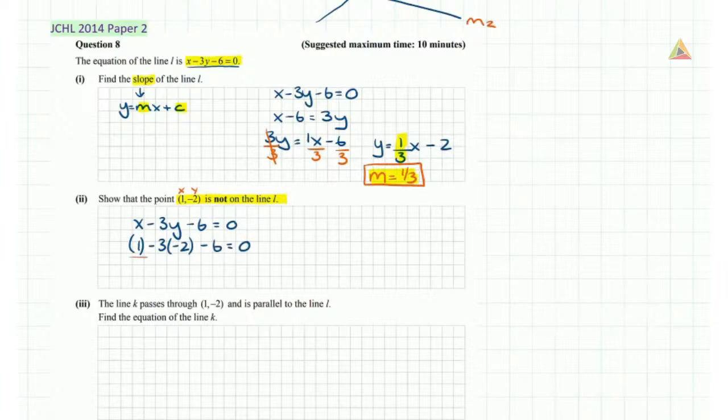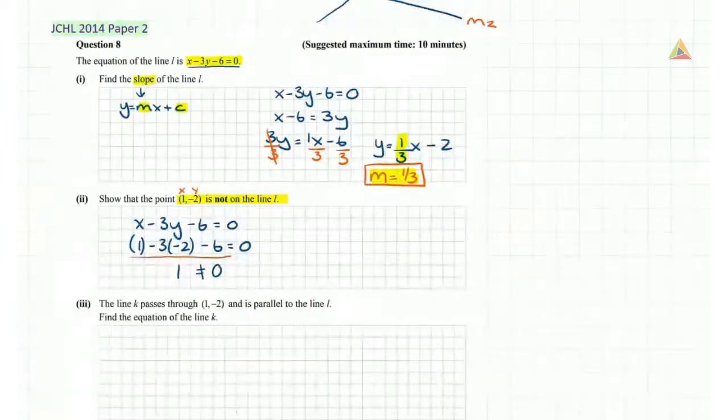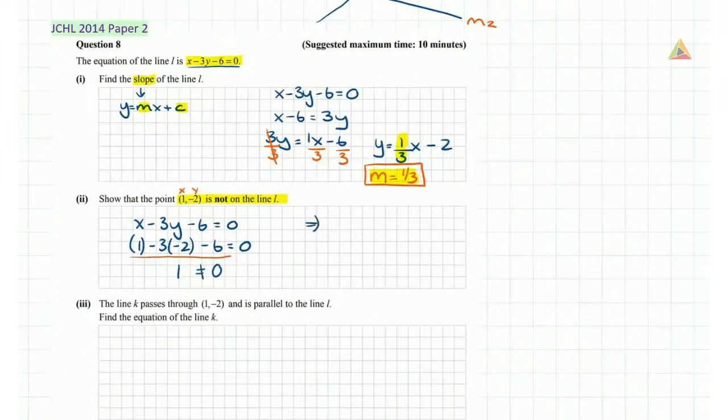Now, when you work out the left-hand side here, that can go straight into your calculator, you will end up getting 1, which we know is definitely not equal to 0. So since the left is not equal to the right, we need to conclude and say, therefore, 1, minus 2 is not, as we expected, on the line L. And again, remembering to conclude here, they've asked you to show that the point is not on the line, so we must write our conclusion. We must answer that question, okay? The reason it's not on the line is because when I subbed it in, it didn't satisfy the equation. The left wasn't equal to the right.